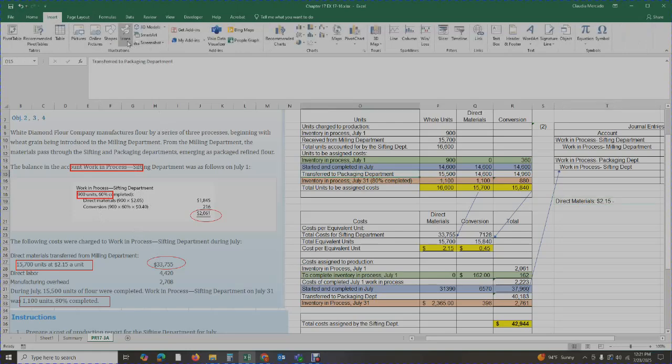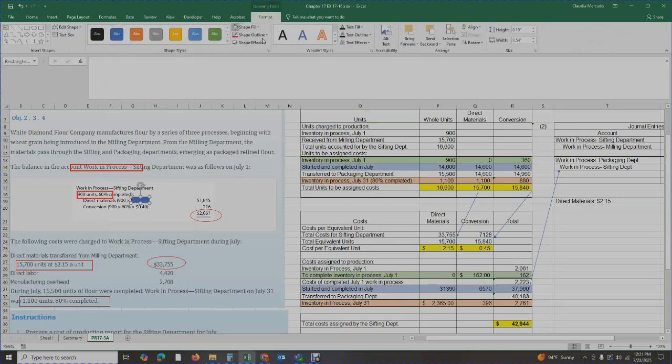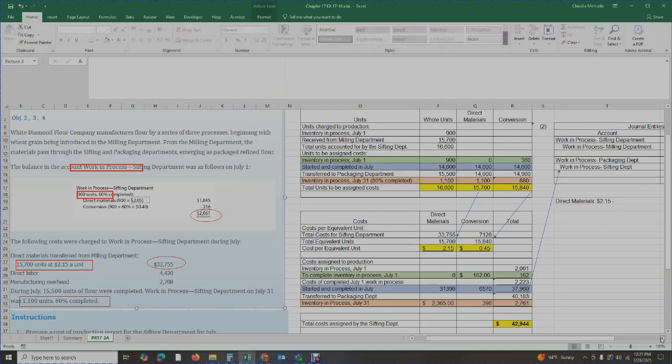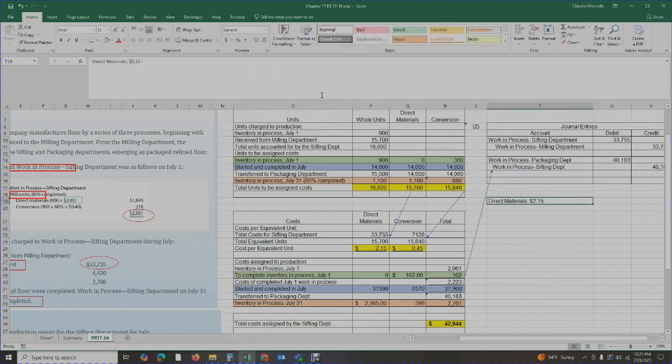So right here, $2.05. For my direct materials this month, my cost per equivalent unit was $2.15. Last month it was $2.05. So that gives me a 10-cent increase. My direct materials cost increased by 10 cents.